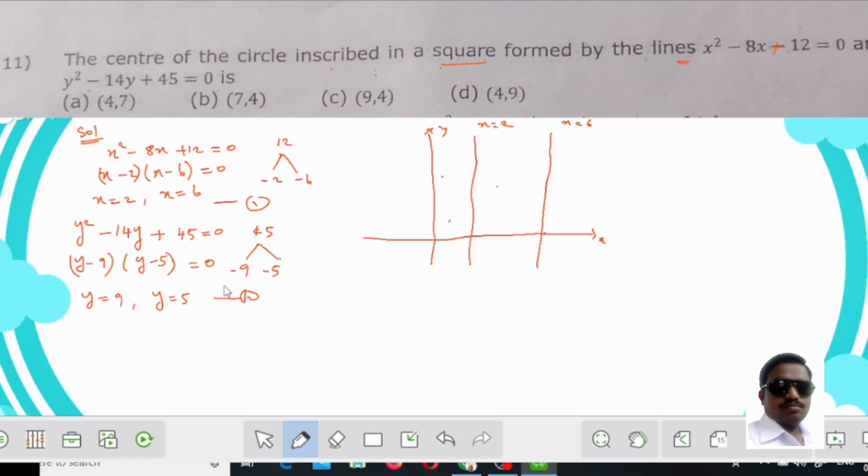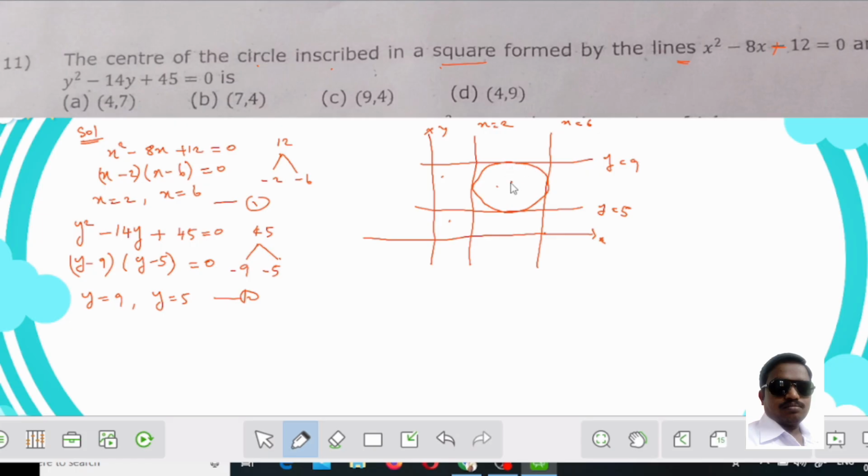In the same manner you draw y equal to 5 first. This is y equal to 5 and y equal to 9 also. This is y equal to 9. Now they are asking you to find out the center of the circle inscribed in a square. This is a square, so this is a circle.